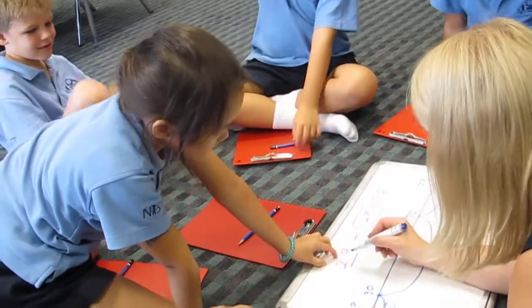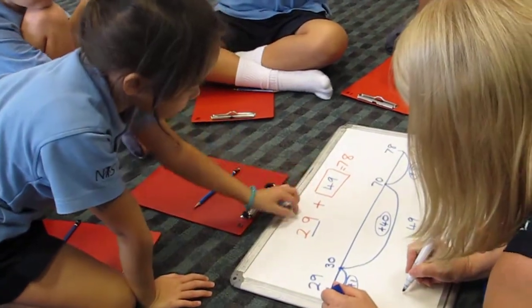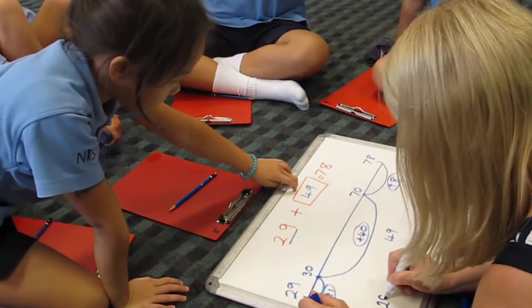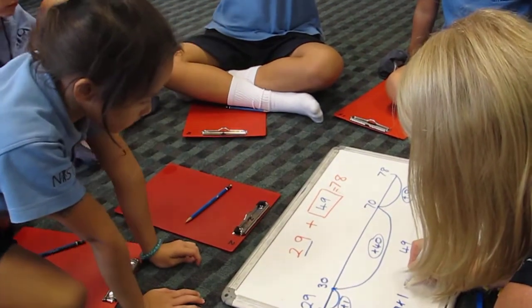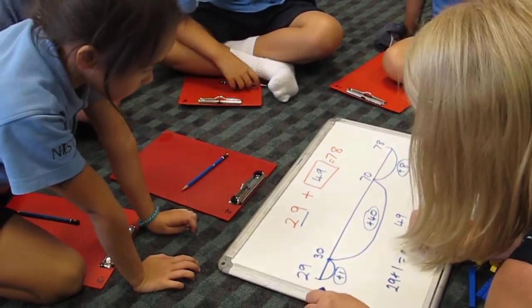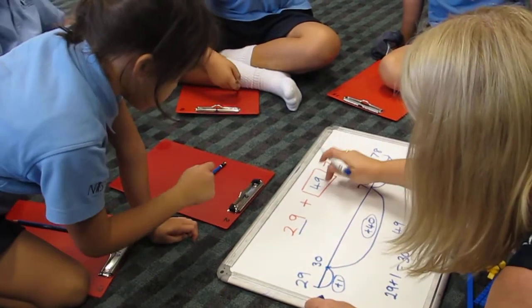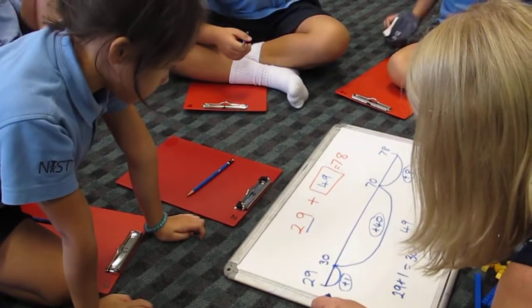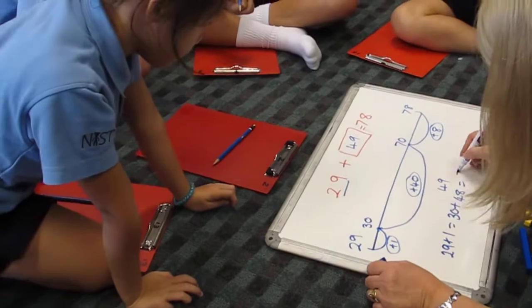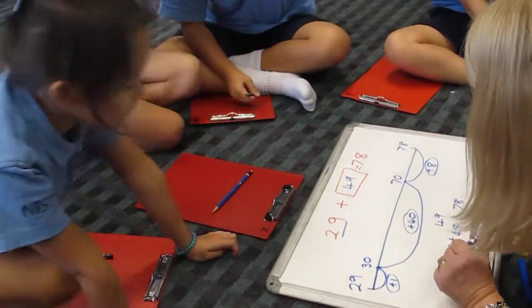If you do 29 and then plus 1 and then subtract 1 from that. Okay. 29 plus 1 is 30. And then take away 1 from here, which would be 48 is 78. Good girl. Excellent.